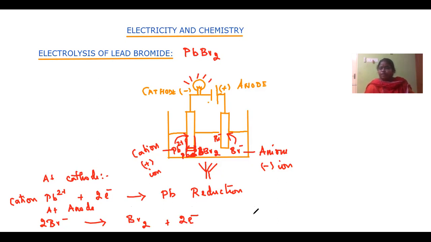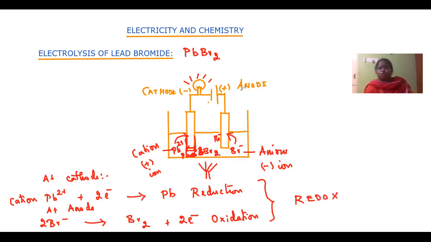So over here, there is loss of electrons. Loss of electrons means what? Loss of electrons is oxidation. That means reduction and oxidation both take place in the electrolysis of lead bromide. So what is this called? Redox reaction. Got it? Redox reaction.